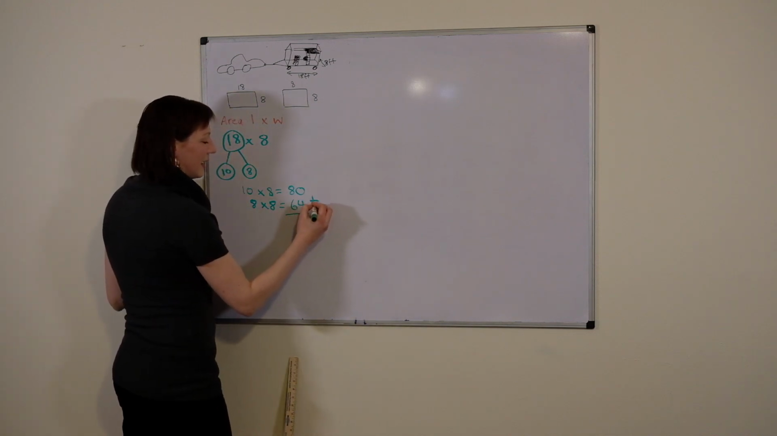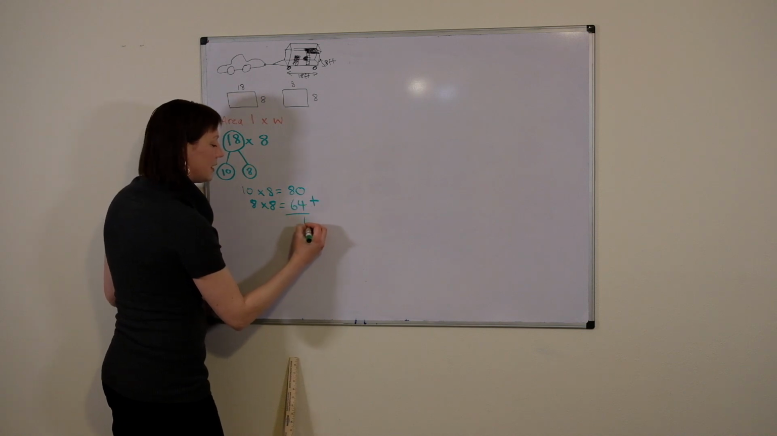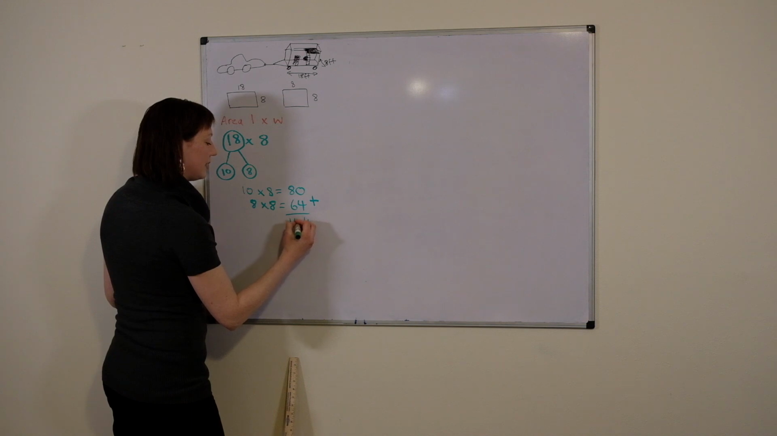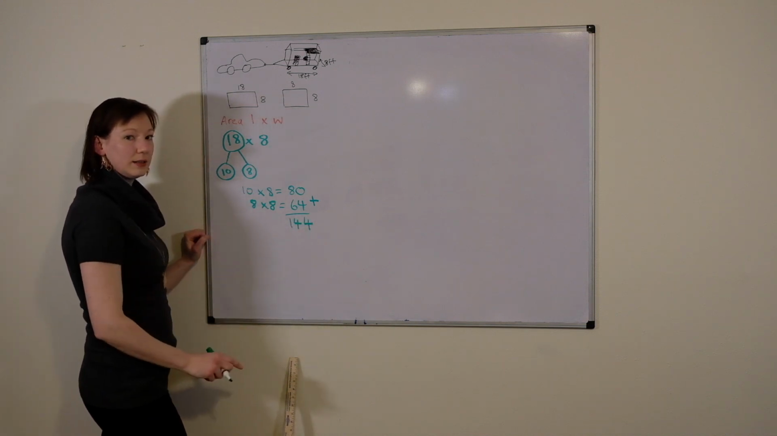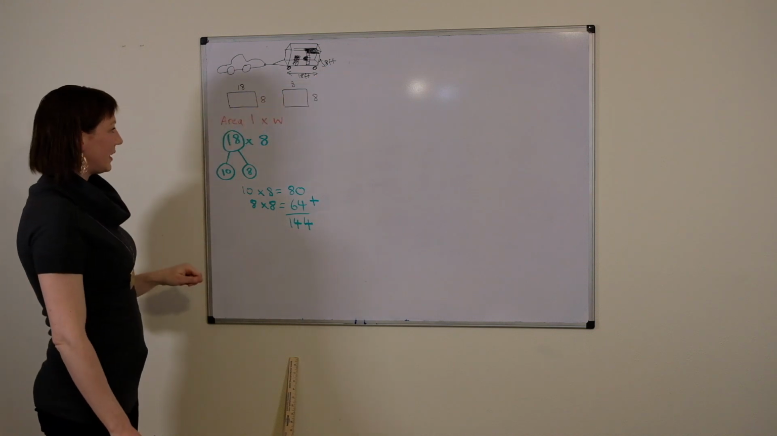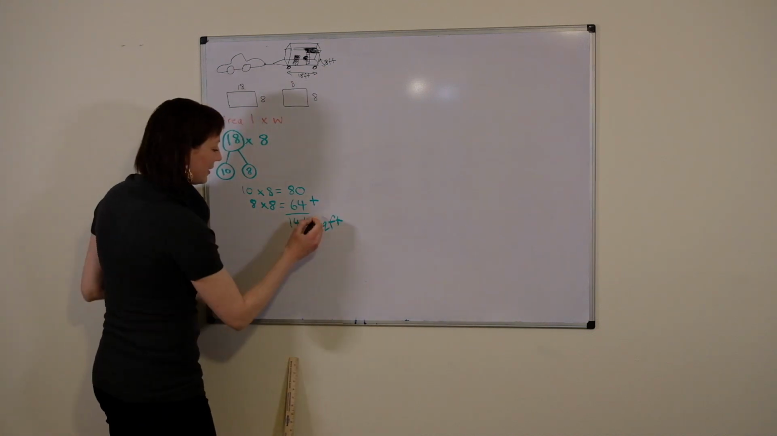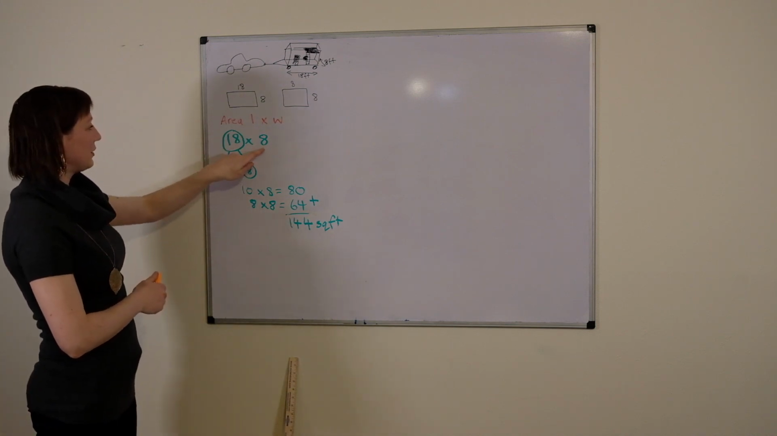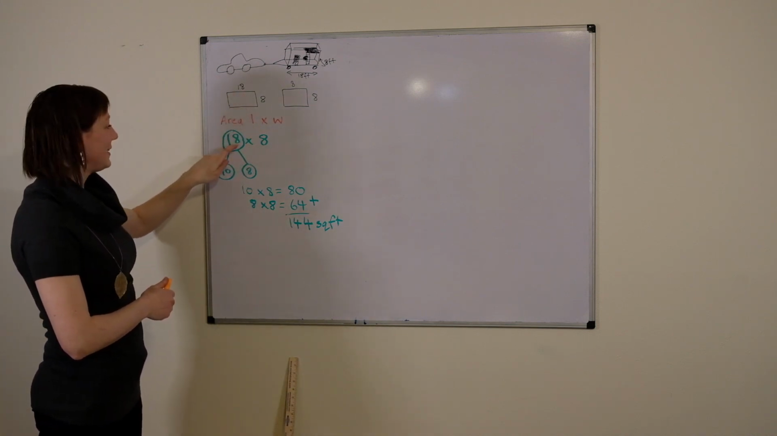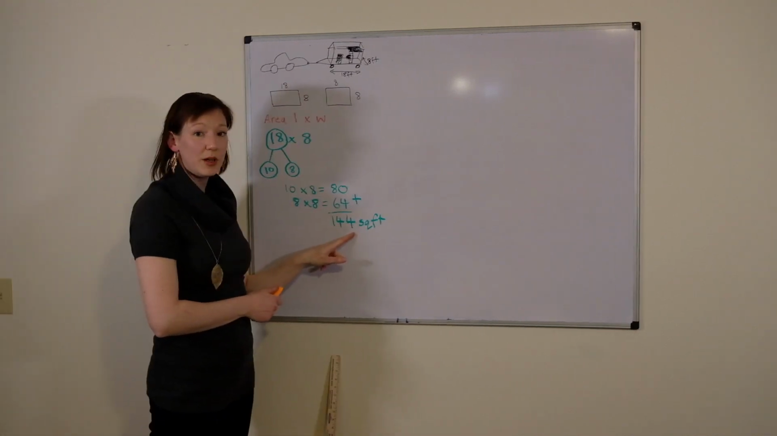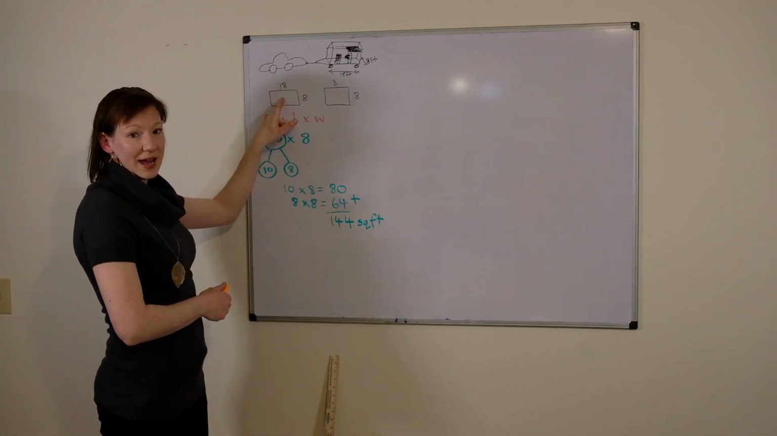Let's add these together. 0 and 4 is 4. 6 and 8 is 14. 144. We were measuring this in feet, 18 feet by 8 feet, 144 square feet. Now remember, we were just looking at the base, 18 times 8, and we used our number bonds to work out what the square footage is of the base.